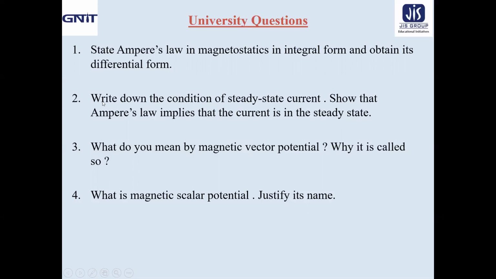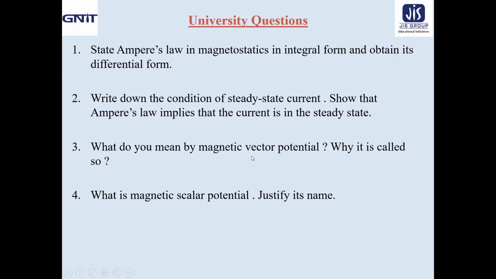The condition of steady state current means del dot J equals 0. And in case of Ampere's law, you found del cross B equals mu naught J. So if you take the divergence, del dot del cross B, you will find mu naught del dot J. Now the divergence of curl means 0. So you are getting del dot J equals 0 here. That means Ampere's law implies that the current is in the steady state.